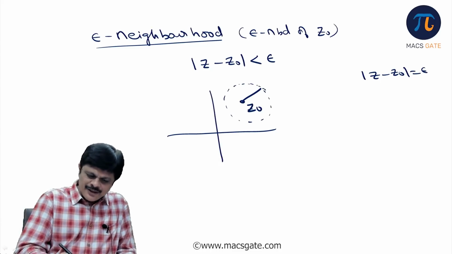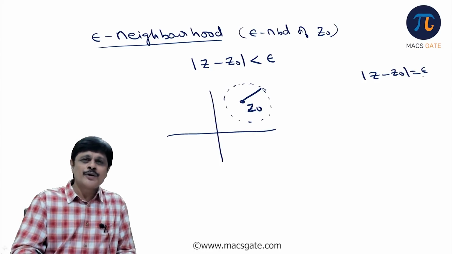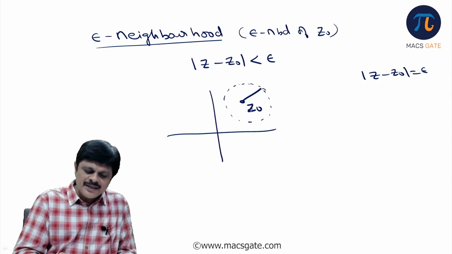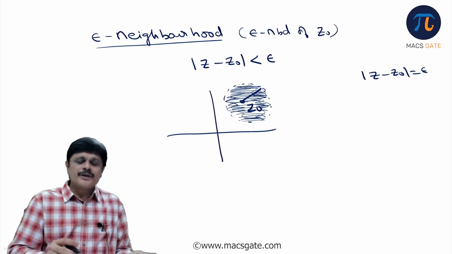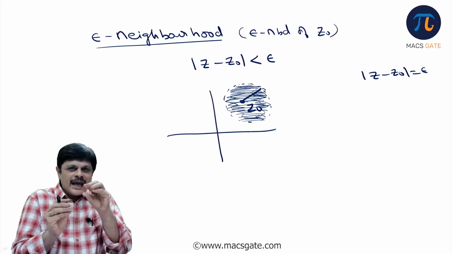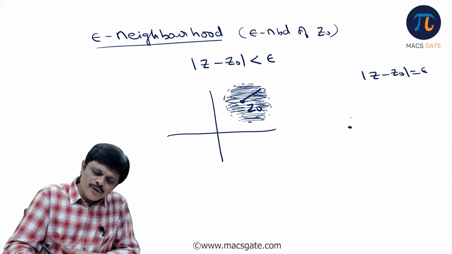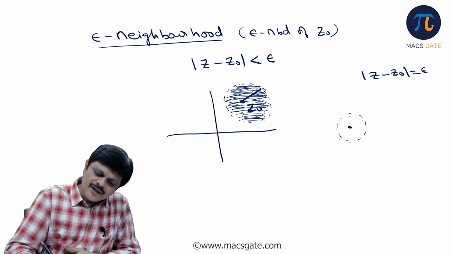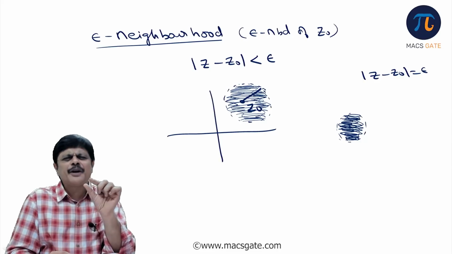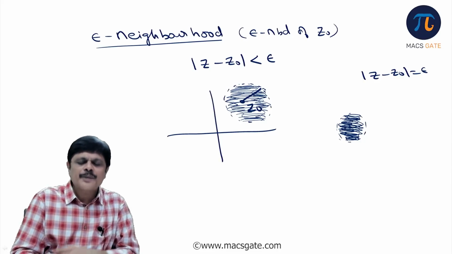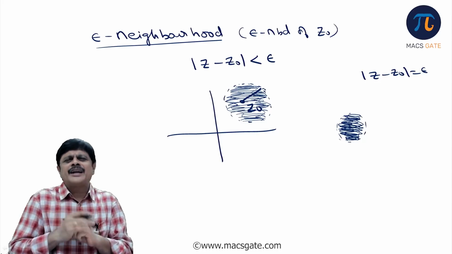The dotted fellow is there, that one. But I don't want equal to epsilon, I want less than epsilon. Less than epsilon means we are inside this circle. All the points inside this circle. So this is what you mean by around that point, around Z0. All the points around the point Z0. So this is what you mean by epsilon neighborhood. That epsilon is generally a very, very small value, so around that Z0 means a very, very small area around it.